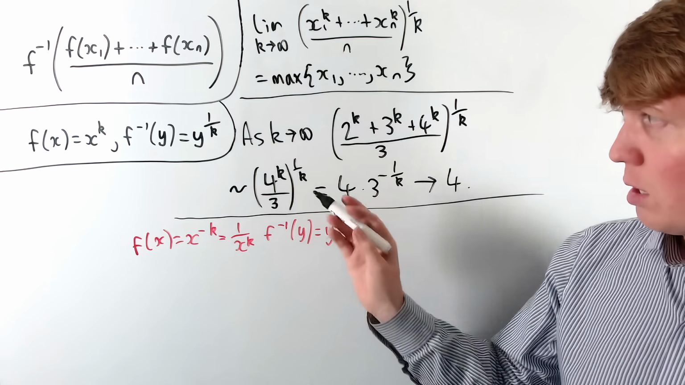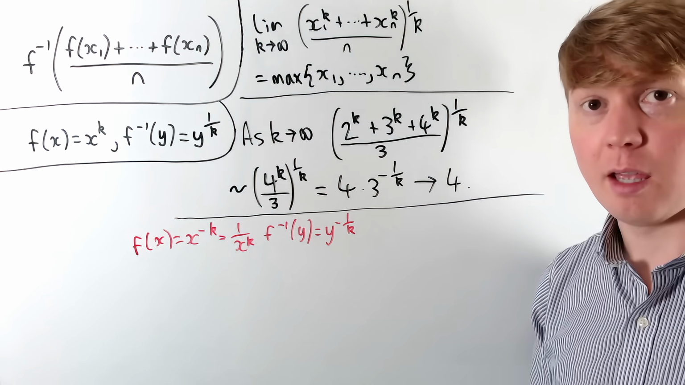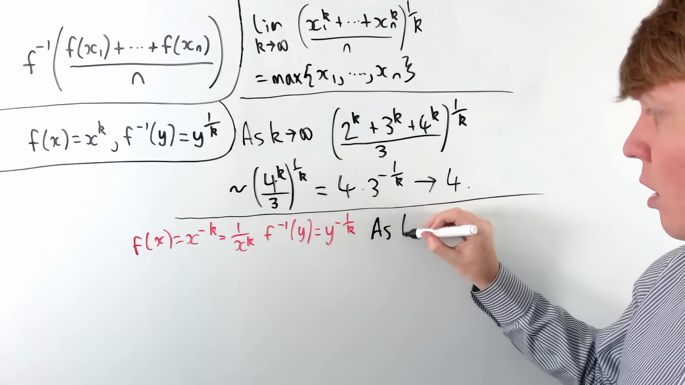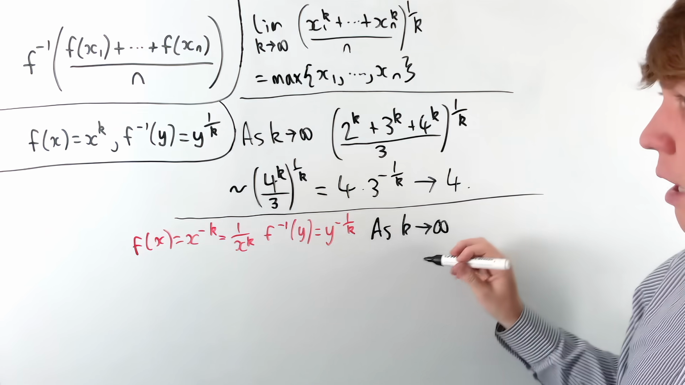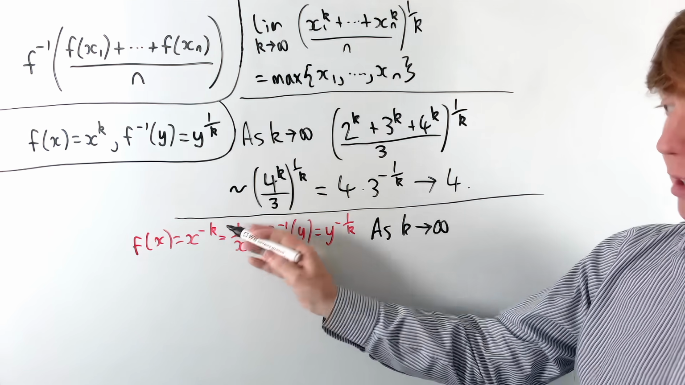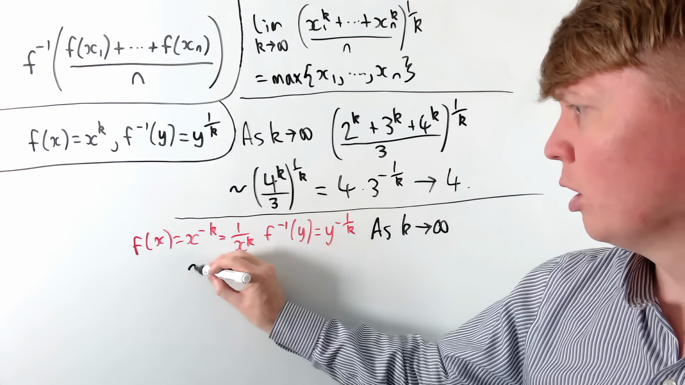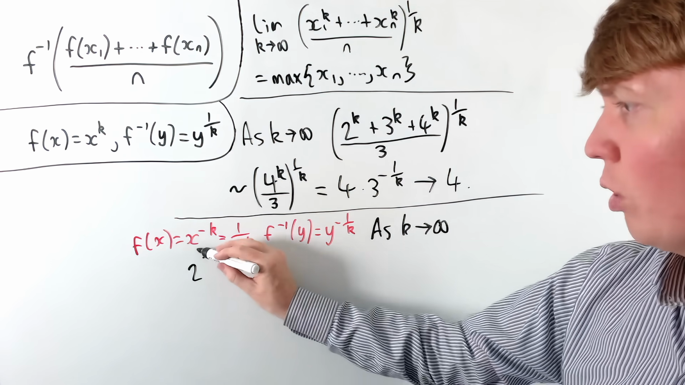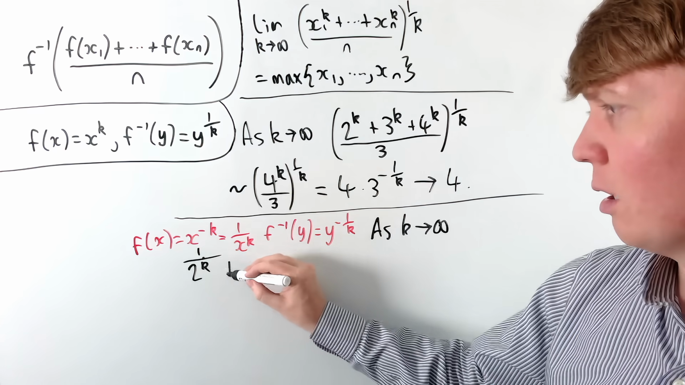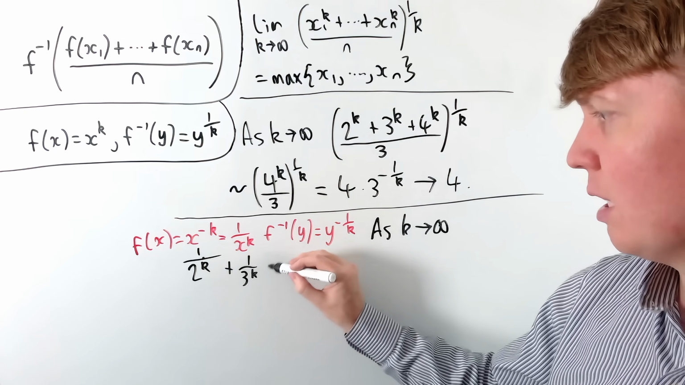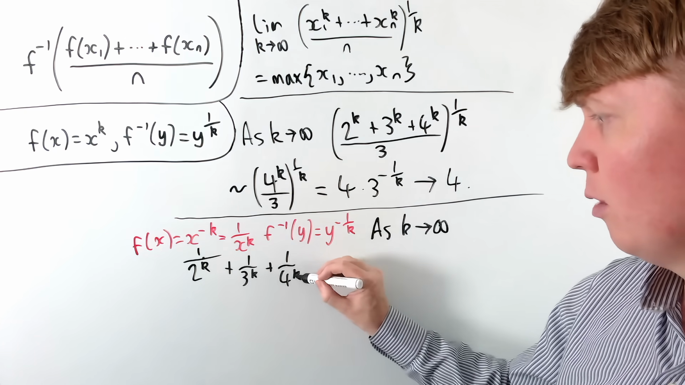So we can look at another similar example with the same data set here. As k grows to infinity here, so taking limits, it's going to be x to the negative infinity effectively, we would have 2 to the k become 1 over 2 to the k, and then we'd have 1 over 3 to the k, and we'd also have 1 over 4 to the k.